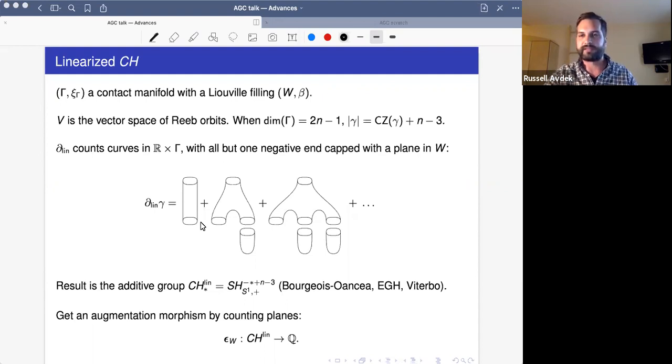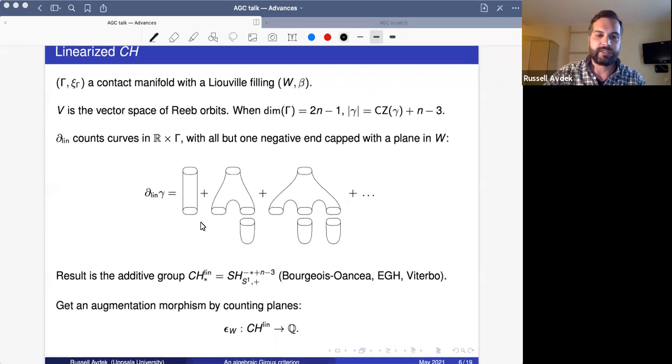The result gives us this additive group called linearized contact homology. If you prefer Floer theory, this is the same thing as S1-equivariant positive symplectic homology with a twist on the grading. The version I'm talking about is due to Bourgeois-Oancea, and I think the original definition is due to Viterbo and also fits into the SFT framework. When we have this invariant, we have an augmentation homomorphism, which just counts holomorphic planes. On the chain level it is a chain map, so it descends to homology. I'm going to call this count of planes epsilon sub W.